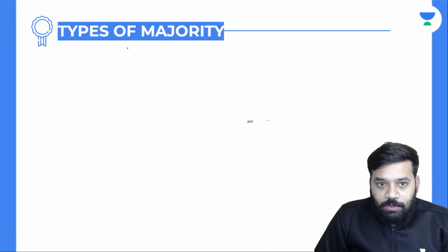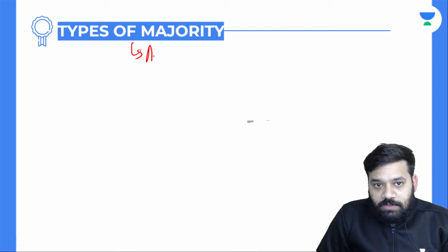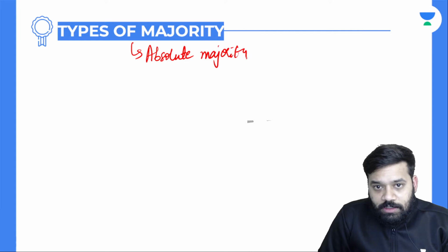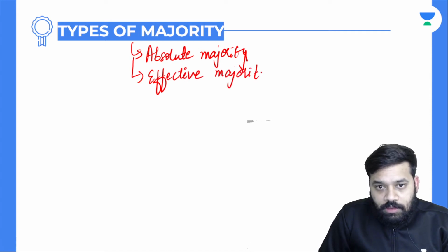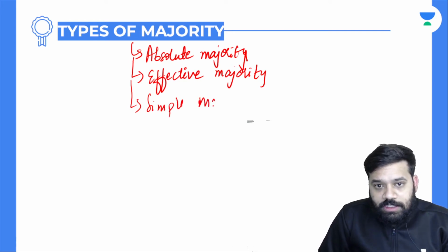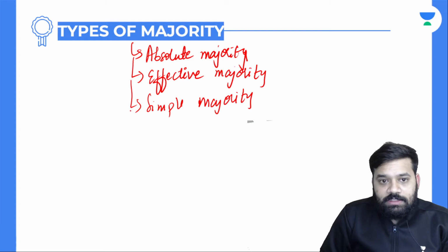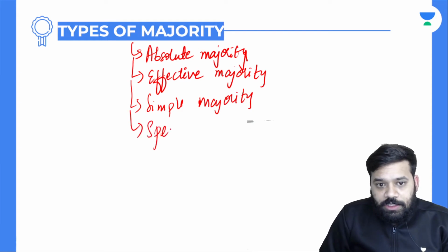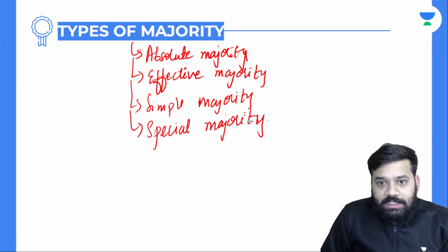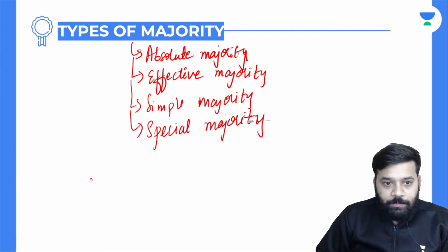So types of majority. What are the types of majority? First type of majority we see is absolute majority. Then there is effective majority. Then there is simple majority. Then there is special majority. These are the 4 different types of majority. Now let me deal with them one by one.